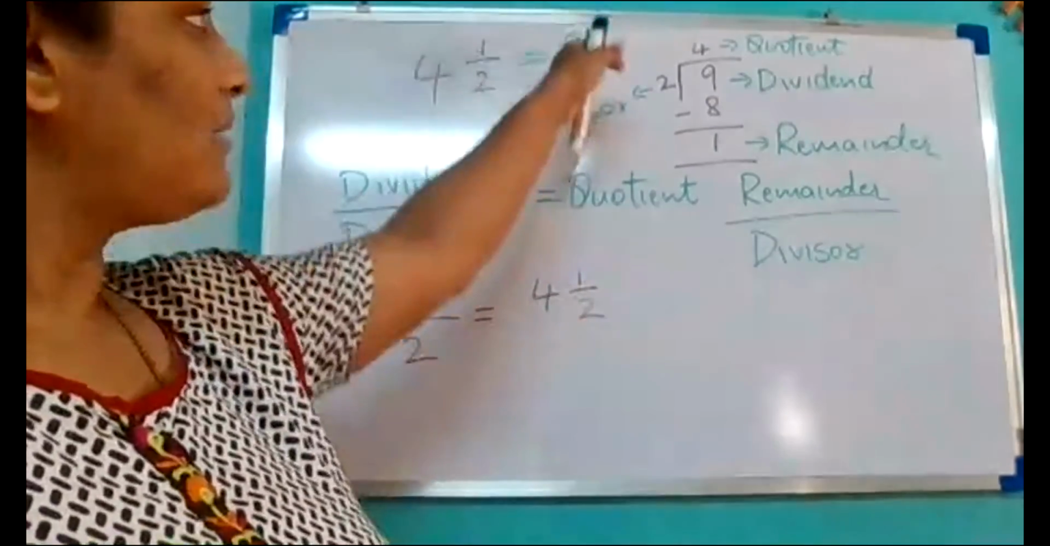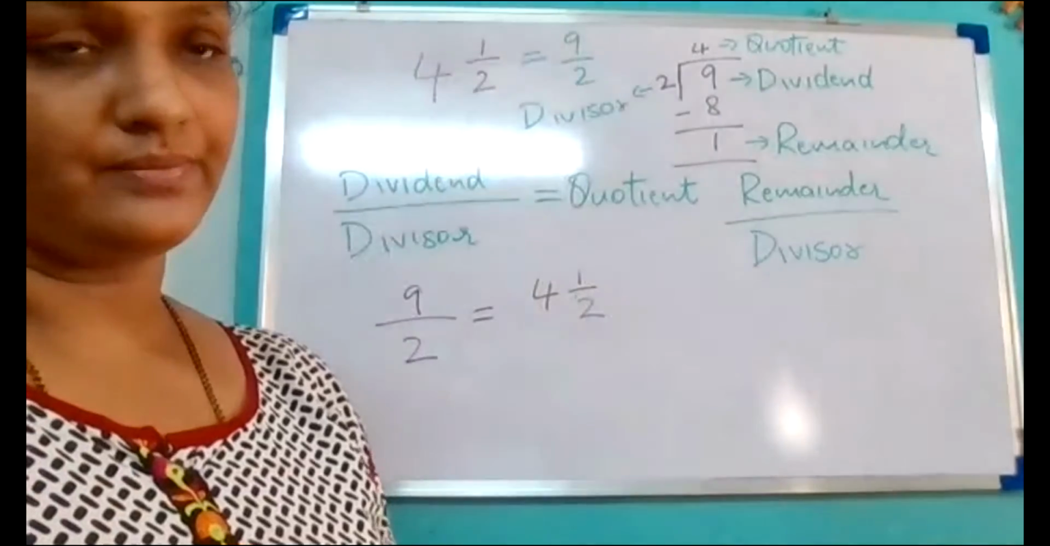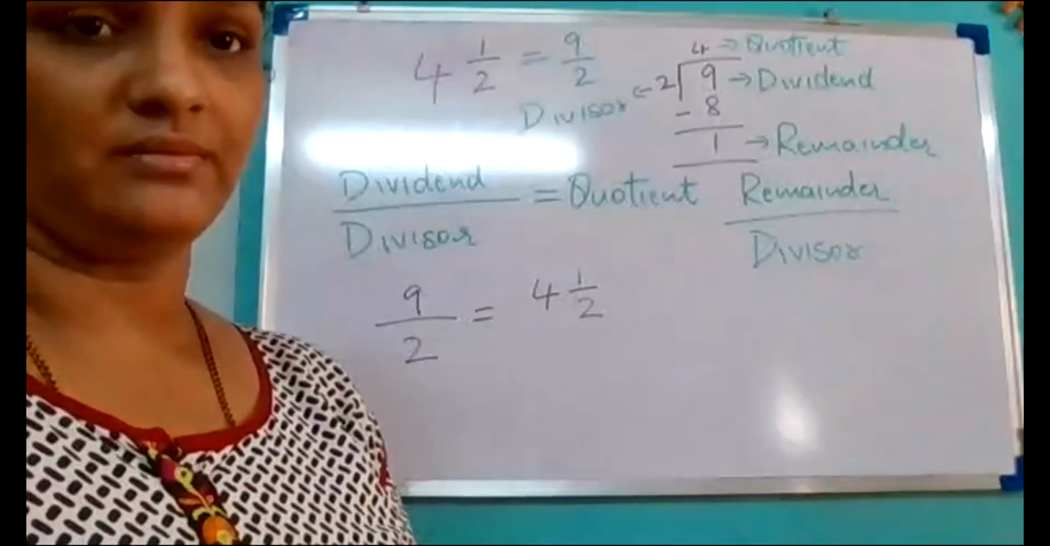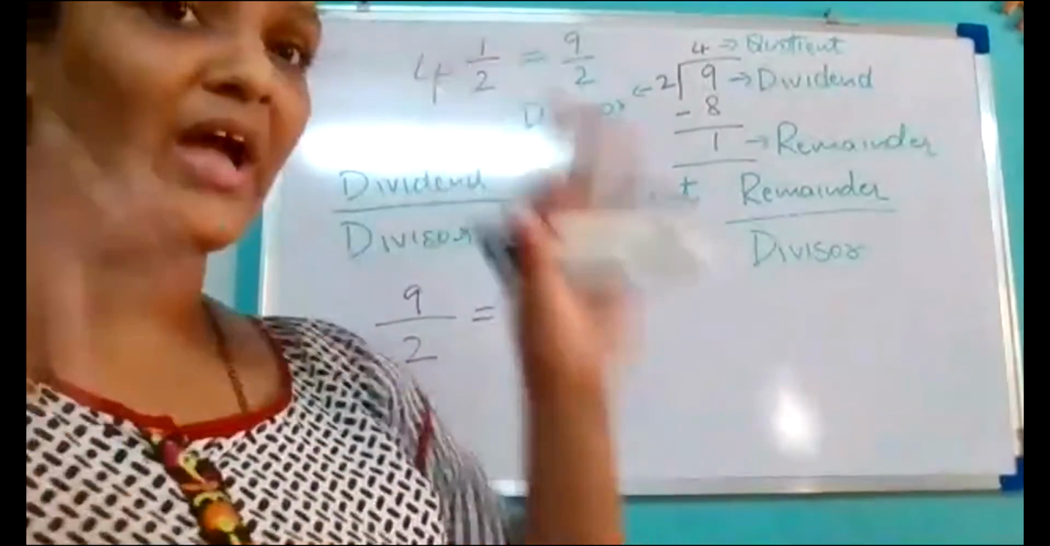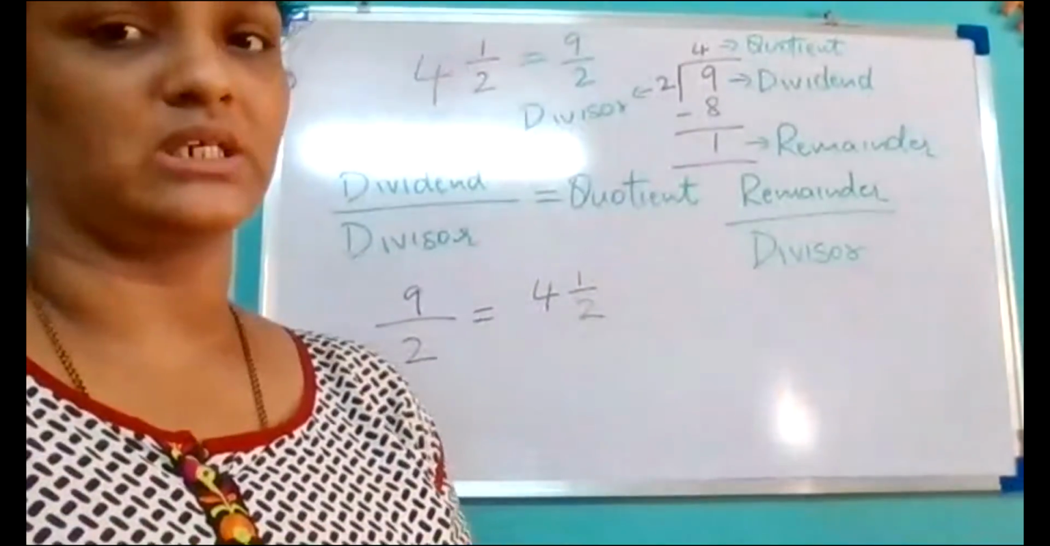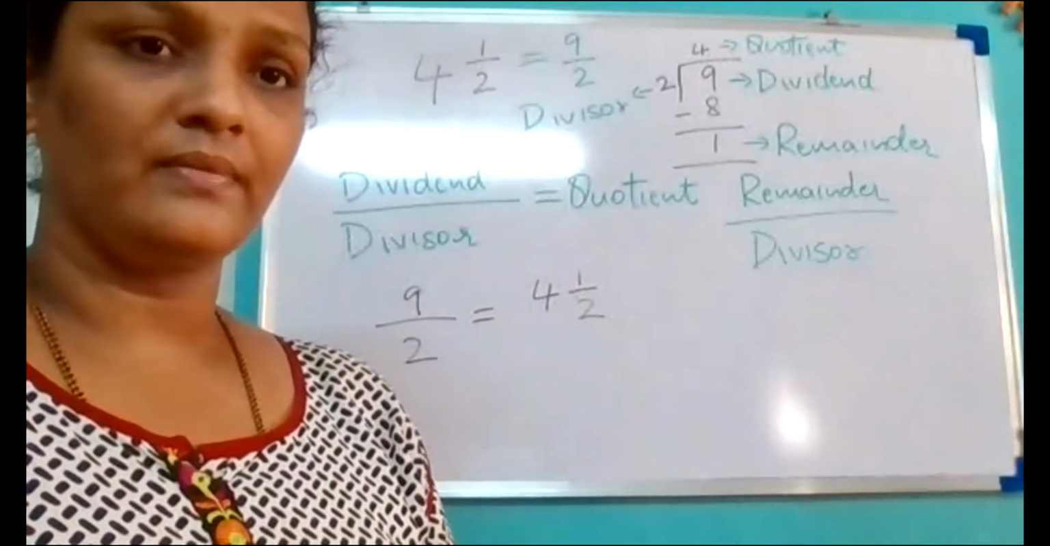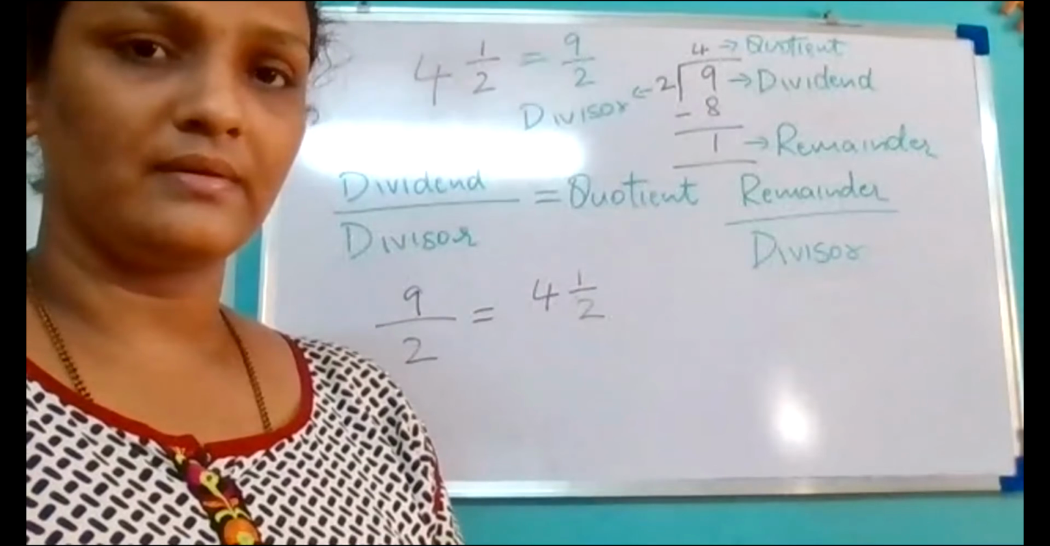So now 9 by 2 is an improper fraction. I have converted it to an improper fraction. Now, if I have a number which is an improper fraction, can I convert that into a mixed fraction? Yes. So let us see one more example now.